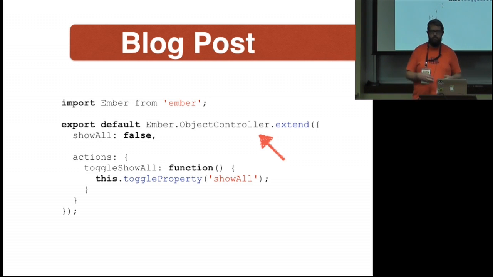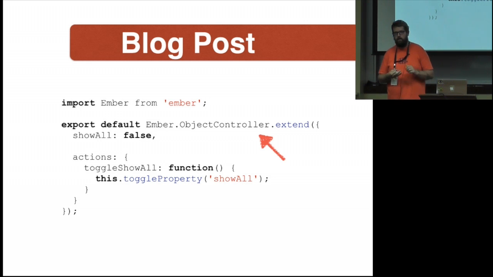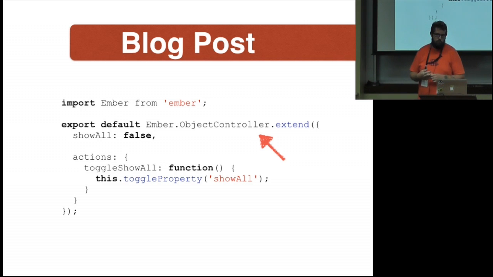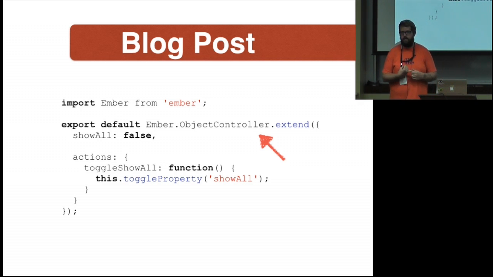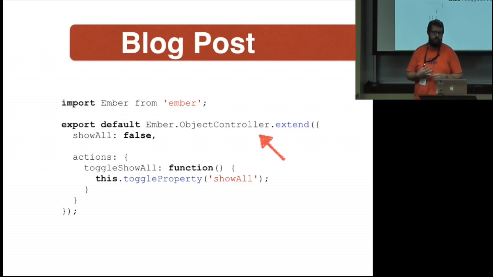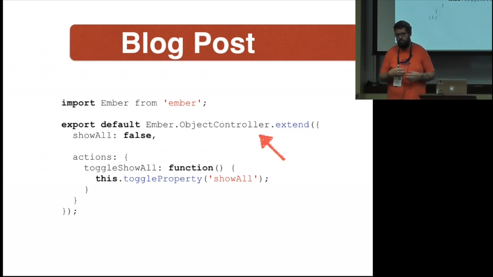And so for each URL that you define, you're going to get a template, a route, and a controller. And depending on the type of thing, if it's a single object, you're going to get an object controller. And if it's a list of things, you're going to get an array controller. And what these do is they proxy to the model, the content that gets set on the thing returned.